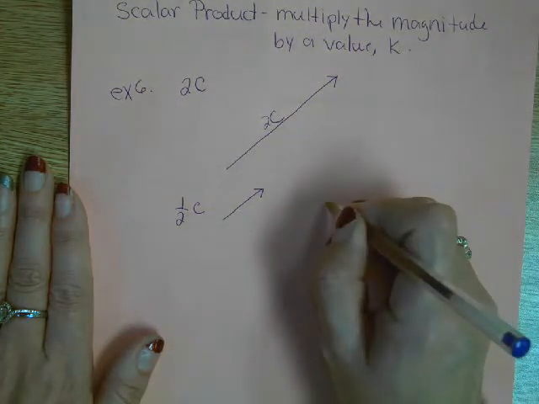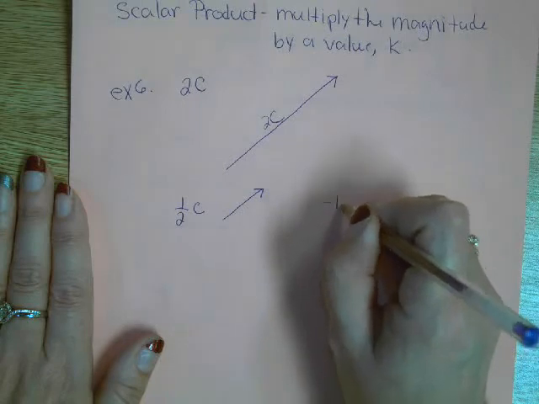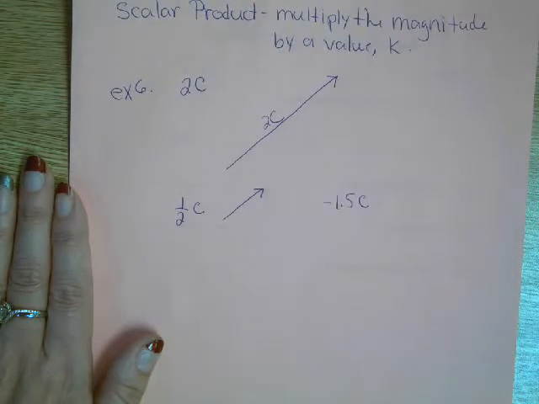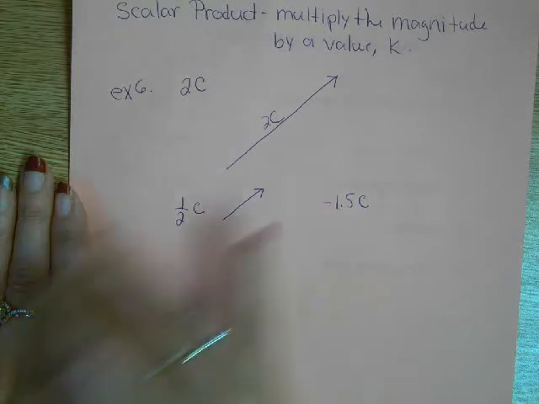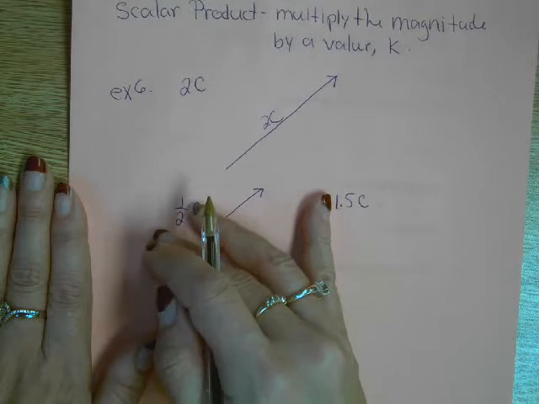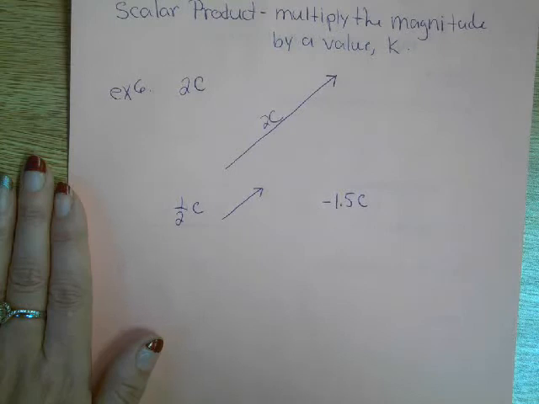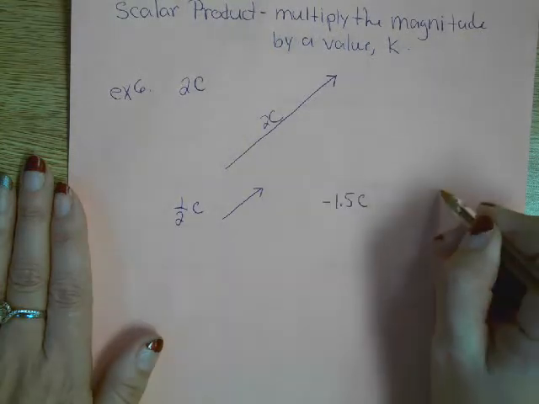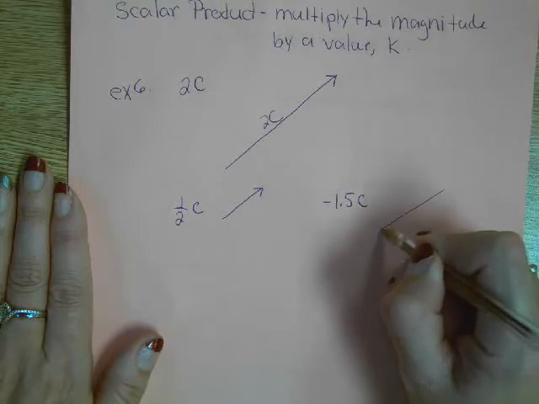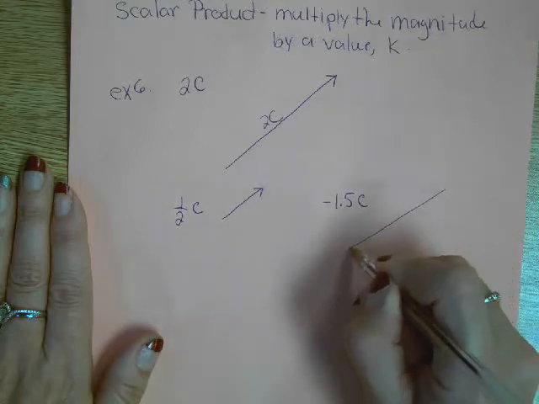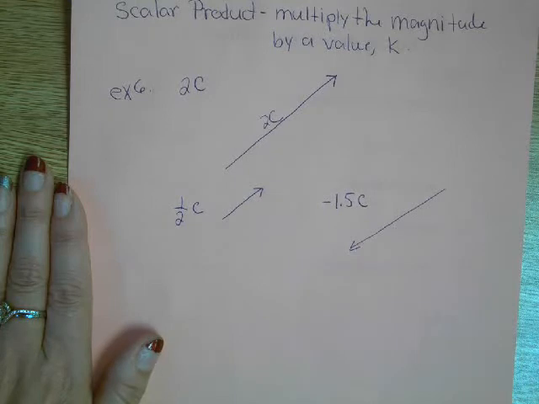What about negative 1.5 C? What's that going to do? So the 1.5 is going to make it 1.5 times longer. What's the negative going to do to it? Flip it and go 180 degrees in the opposite direction. So, 1, and then half of it again, about that. So the arrowhead's there to show the direction.